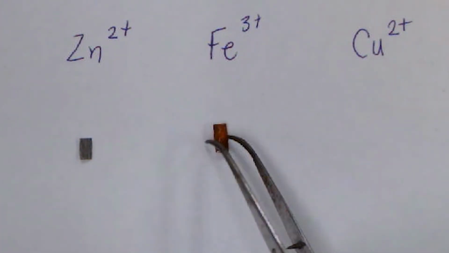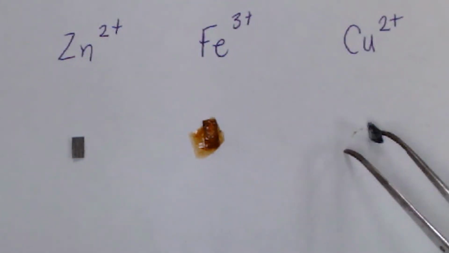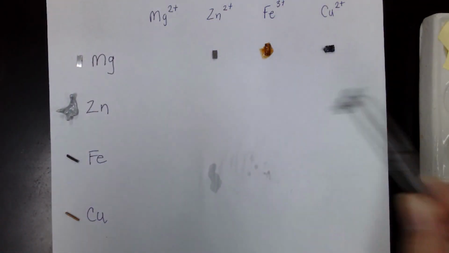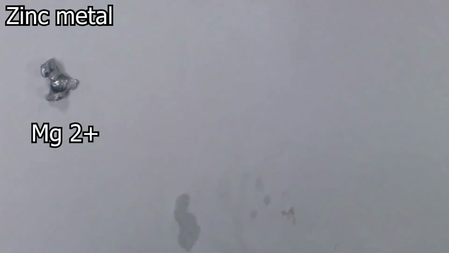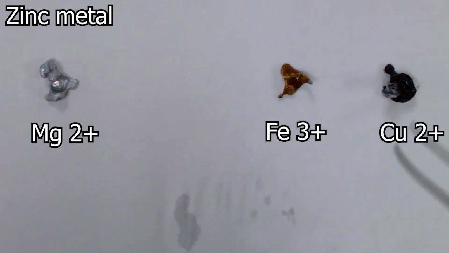Here we have the magnesium metal that was in the iron solution. Here is the magnesium in the copper solution. Okay, so going to our zinc. Here was our zinc in our solution of magnesium. Here was our zinc in our solution of iron. And here is our zinc in the solution of copper.